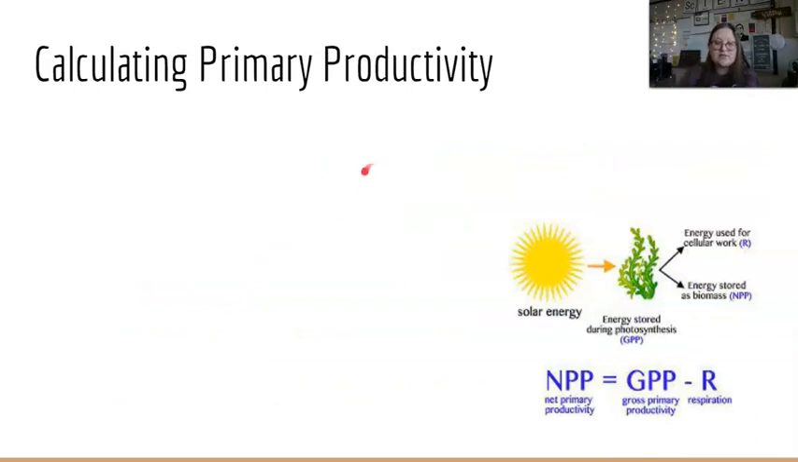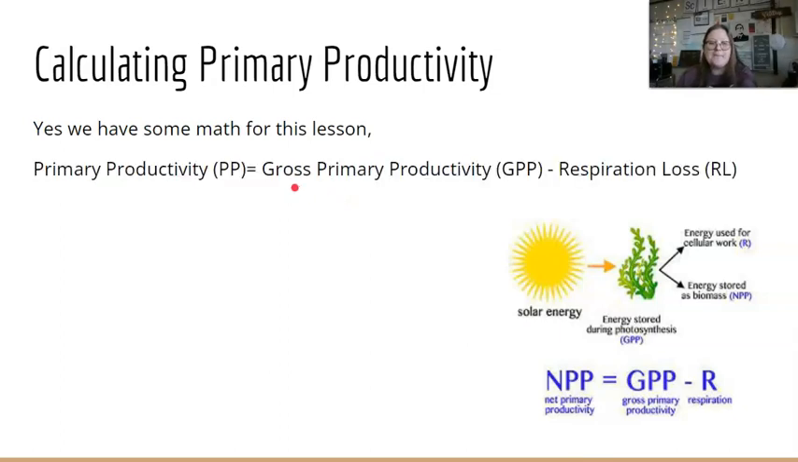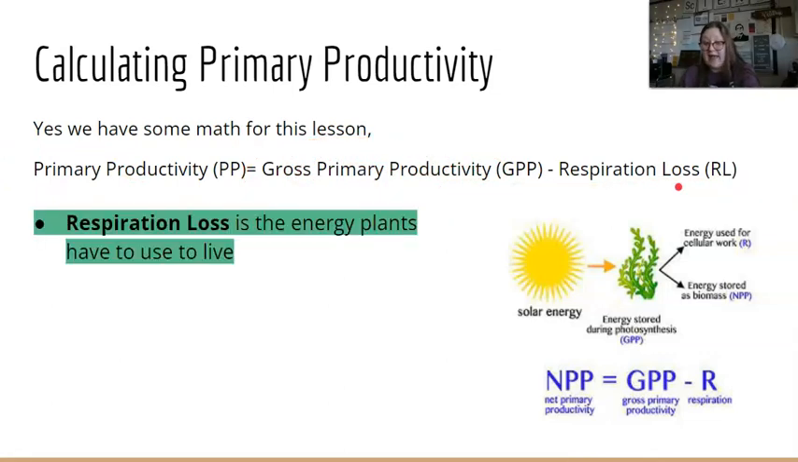So this is the first part in this class where we're going to have a little bit of math, which I know is not everyone's favorite, but we can do it. The equation for primary productivity is primary productivity, which can also be written as PP, equals gross primary productivity, GPP, minus respiration loss. It's kind of like this is the difference. If you've ever gotten a paycheck, you have your gross income and then taxes are taken out and then you have your net income. So this is kind of the net primary productivity. This is all of the photosynthesis that happens and this is the cost the plant has to pay.